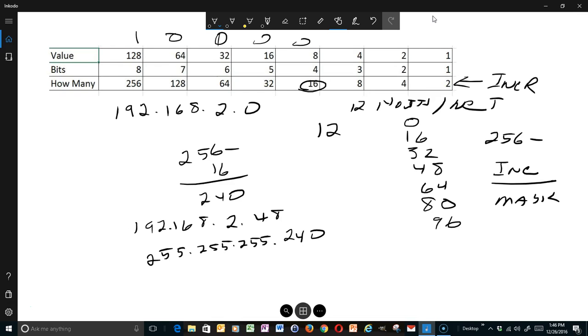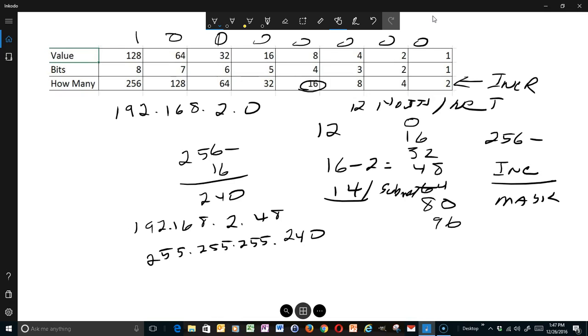So if we had this, then it would be a 128. And the number of bits, how many of whatever do we want? How many bits is it going to take to get a 16 increment? And with the 16 increment, 16 minus 2, we're going to have a maximum of 14 per subnet.